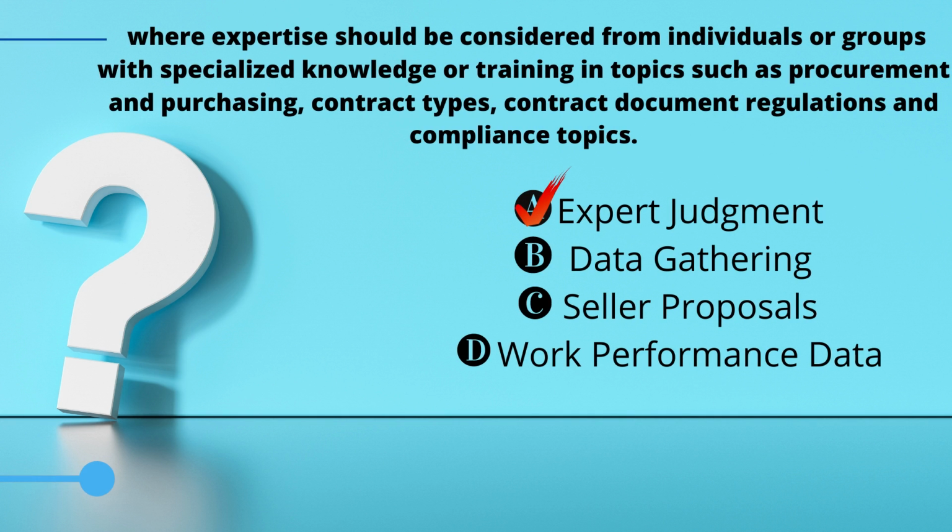Next question. Blank, where expertise should be considered from individuals or groups with specialized knowledge or training in topics such as procurement and purchasing, contract types, contract document regulations, and compliance topics. Is it A. Expert judgment, B. Data gathering, C. Seller proposals, or D. Work performance data? The correct answer is A.